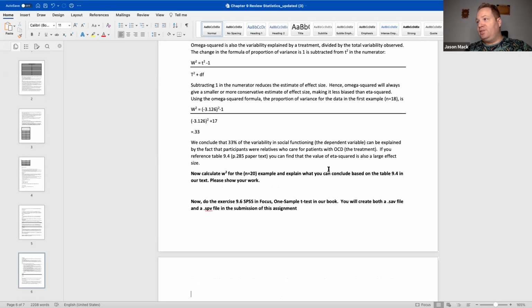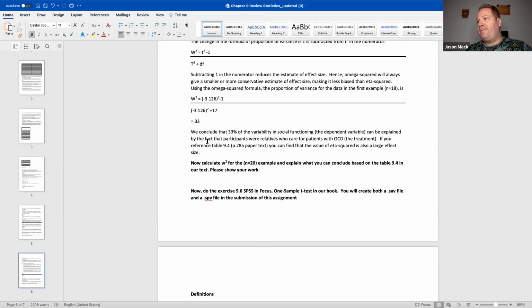Using the omega squared formula, the proportion of variance for the data in the first example, n equals 18, is W squared equals negative 3.126 squared minus 1, over negative 3.126 squared plus 17, which is equal to 0.33. So we conclude that 33% of the variability in social functioning, the dependent variable, can be explained by the fact that participants were relatives who care for patients with OCD, the treatment.